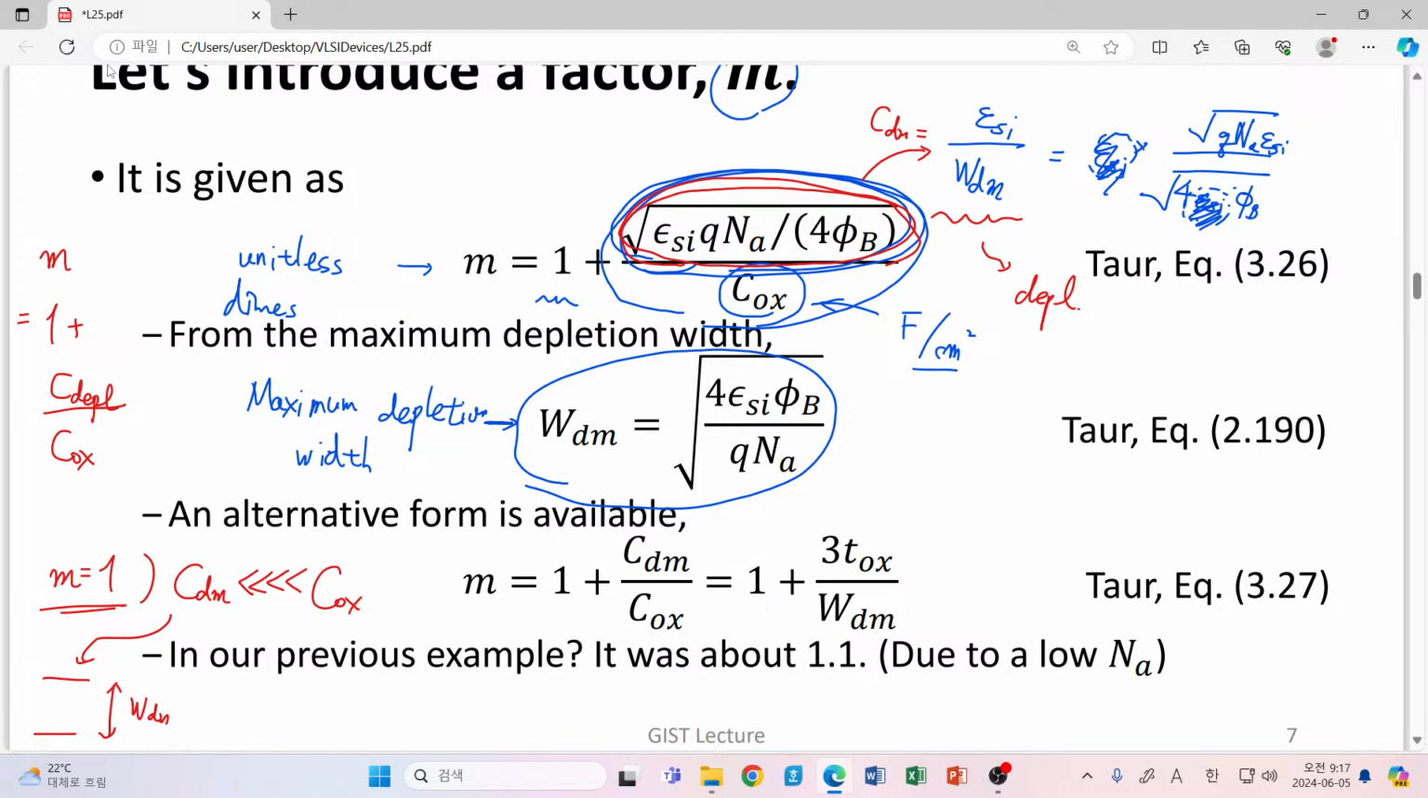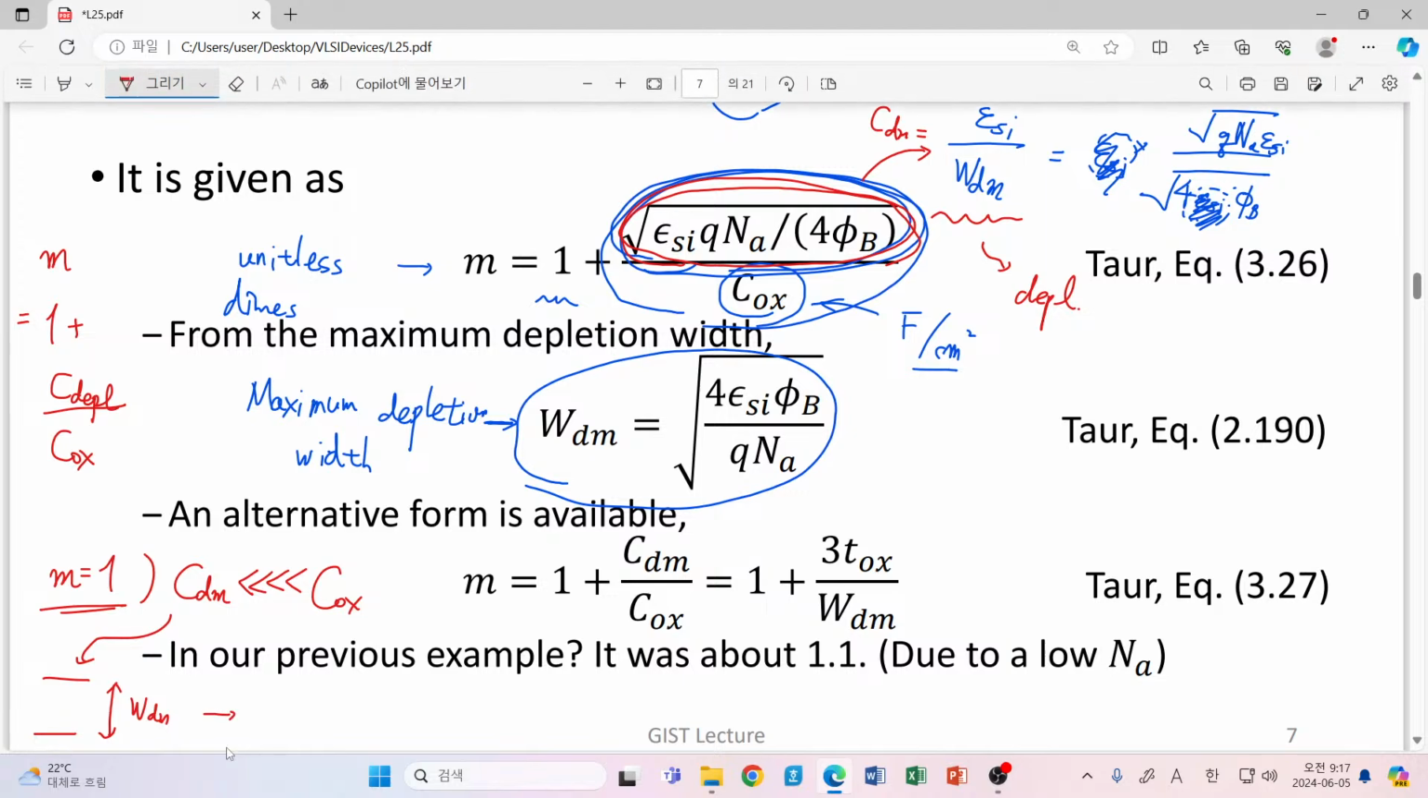If you have a very wide depletion layer, then you can maintain your depletion capacitance quite small. Then how can you increase the width of your depletion layer? You know the trick. If you just increase doping density, then your depletion width narrows down. So simply, if you want to have this M value close to 1, then the best way would be just to have a relatively low NA value.